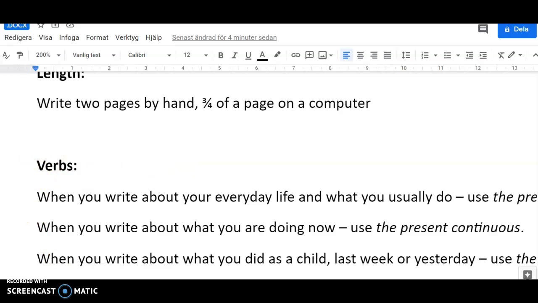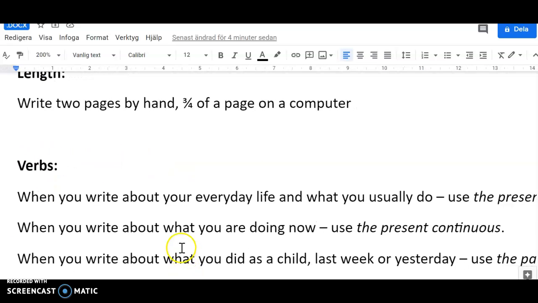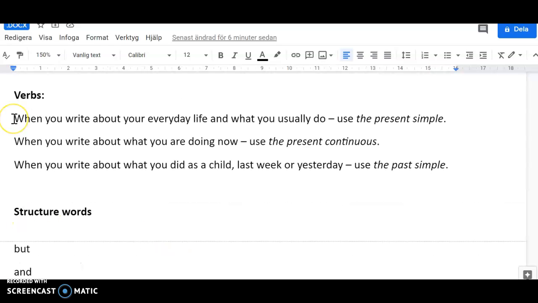Tänk på verb. When you write about your everyday life and what you usually do, use the present simple. Använd bara ett verb. Till exempel, I go to school every day. When you write about what you are doing now, use the present continuous. I am going to school. When you write about what you did as a child, last weekend or yesterday, use the past simple, preteritum. I went to school.